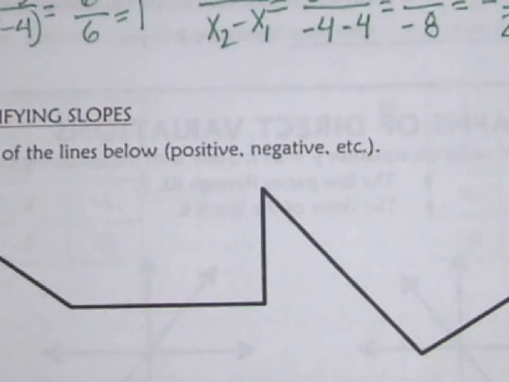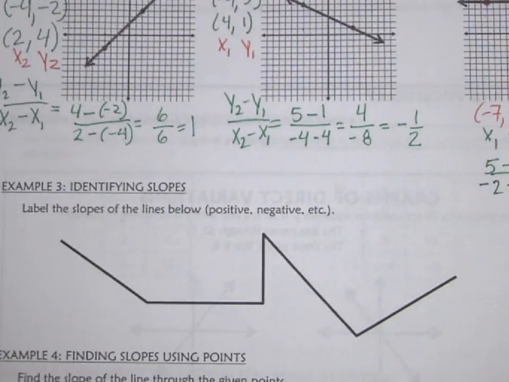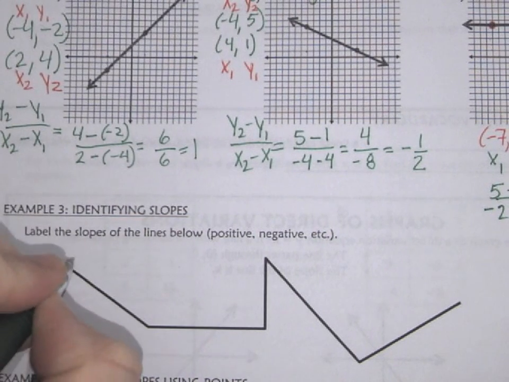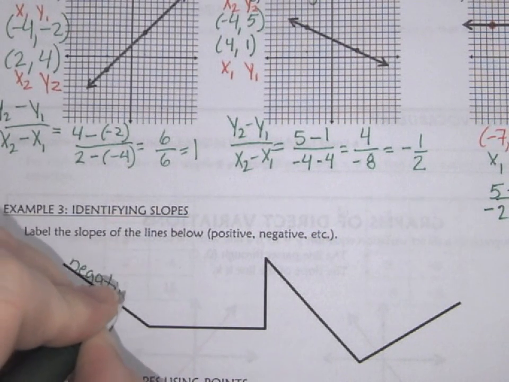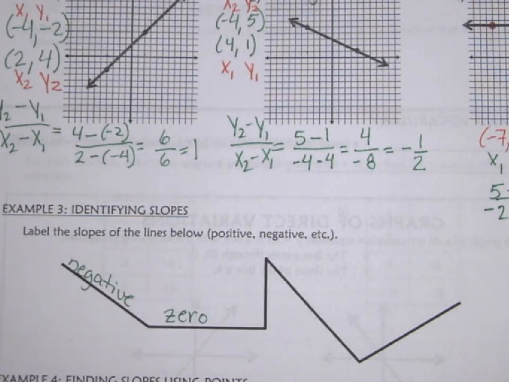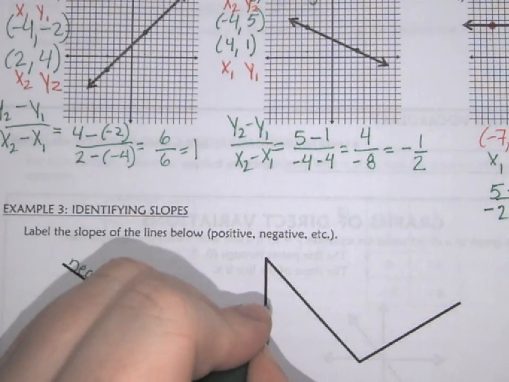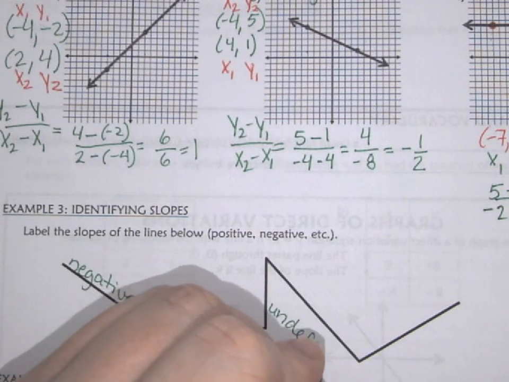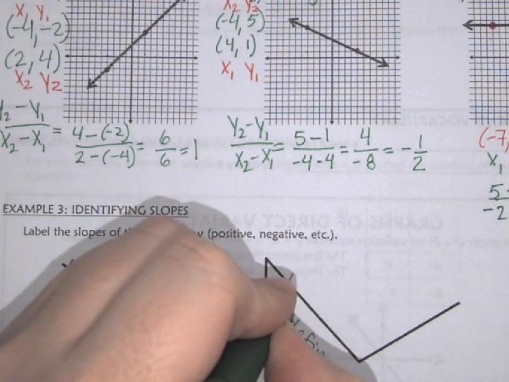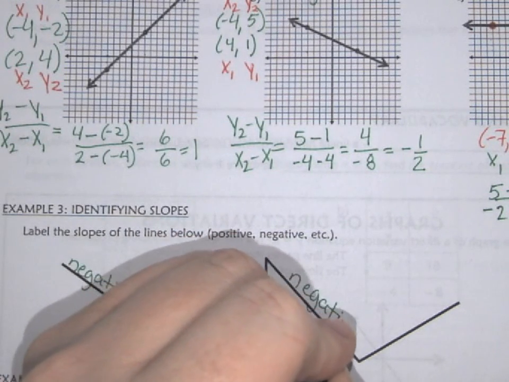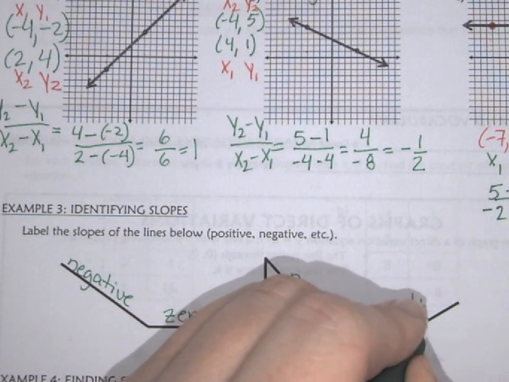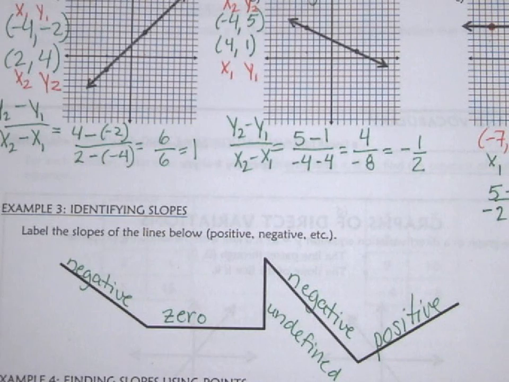The next part, you are just identifying if the slope should be positive, negative, 0, or undefined. So here we have a negative slope. This, because it is horizontal, would have a 0 slope. This vertical line, this vertical portion, has an undefined slope. This one here, going from left to right, would be going down, so it has a negative slope. And then here, left to right, is going up, so it has a positive slope. So that's all you have to do for this one.